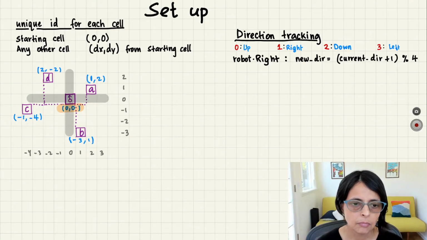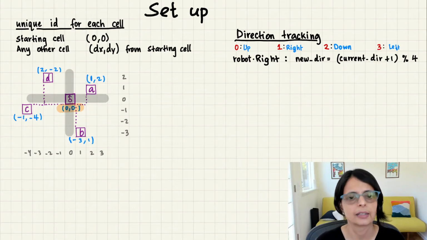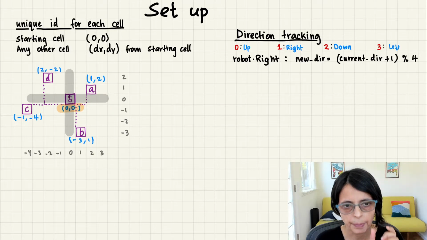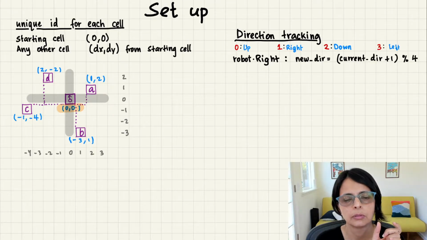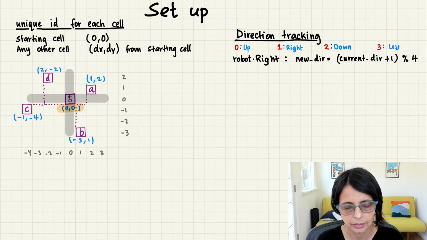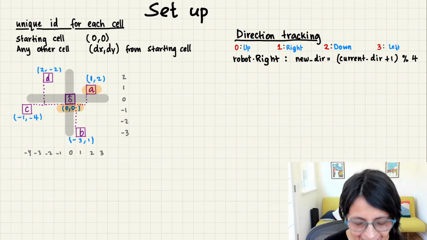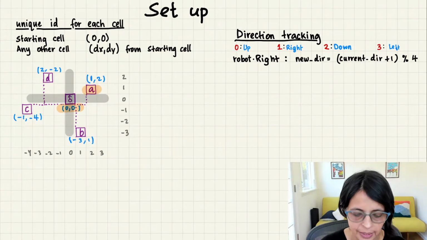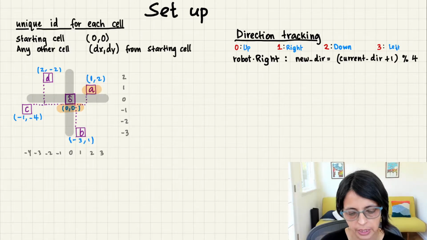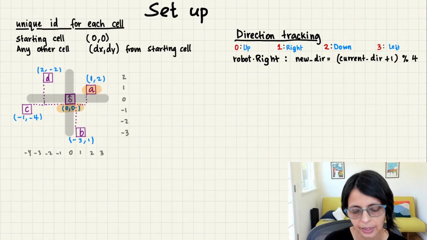Now, the unique identifier for any other cell in this grid is going to be a pair of 2 integers. The first one is the distance along the x-axis of this cell from the starting cell, and the second part of the pair is the distance along the y-axis from the starting cell. So as you can see here, cell A is 1 row above the starting cell, and it is 2 columns to the right of the starting cell. So the unique identifier for cell A is 1, 2.